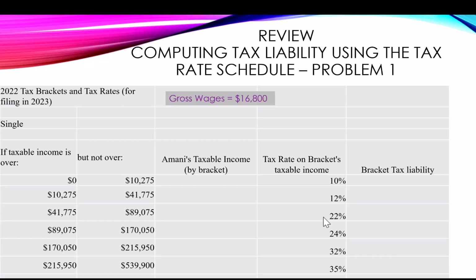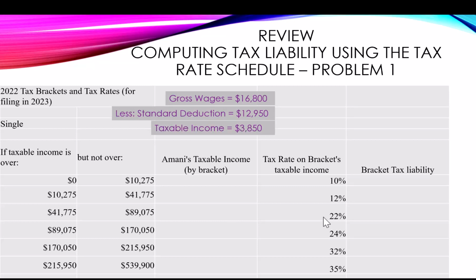In the first problem, I'm going to have Amani earning gross wages of $16,800. You know that we get to remove the standard deduction from the gross wages, and this would leave us with taxable income of $3,850. Now that we've identified Amani's taxable income, the next thing that we need to do is put it into our bracket to calculate the tax that Amani will owe on this taxable income.